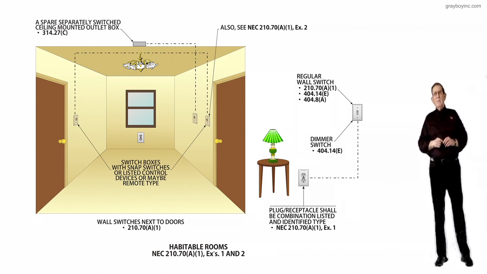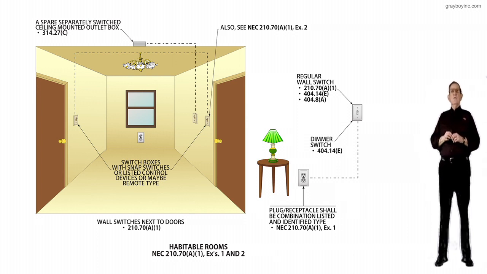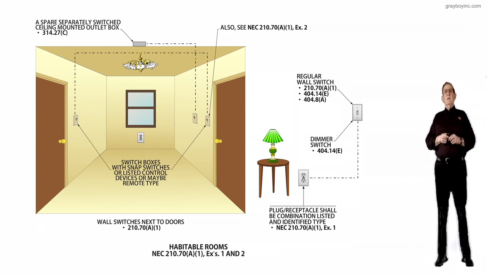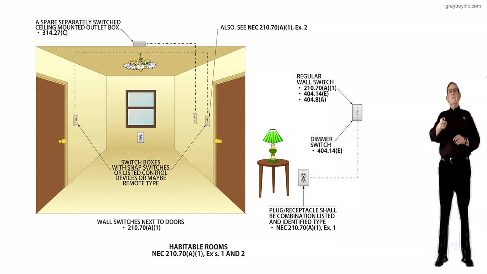Now, that's the way I think you should look at it. Of course, you have to look at it in a way that makes good sense to you. A spare separately switched ceiling outlet mounted by 314.27(C) can also be provided, and that's in the callout to the box above here.